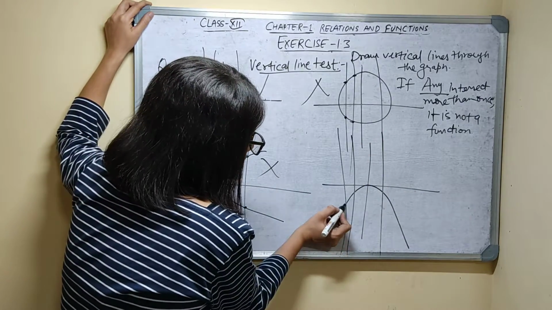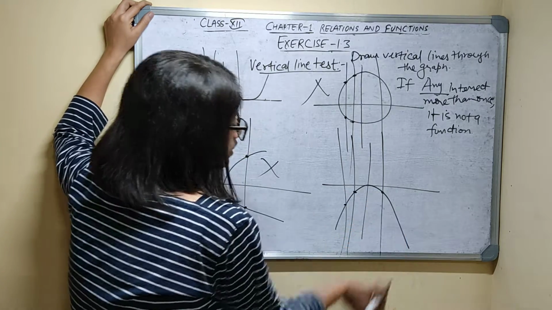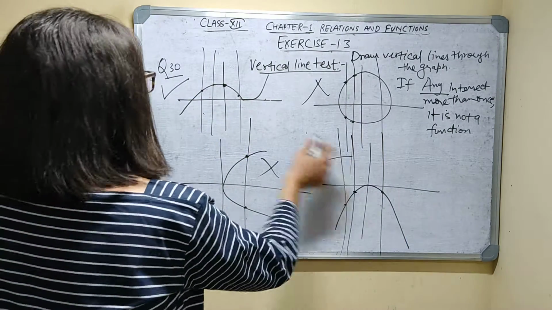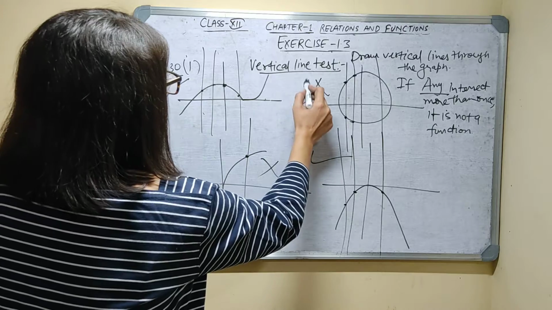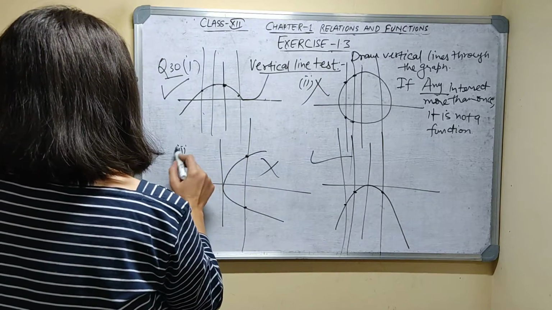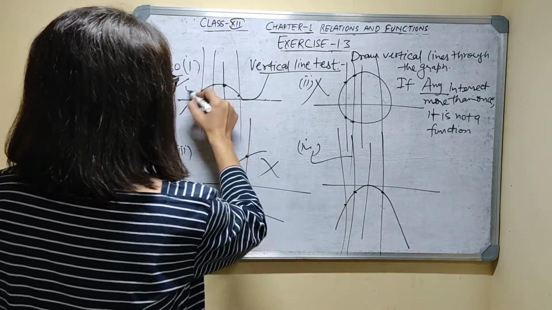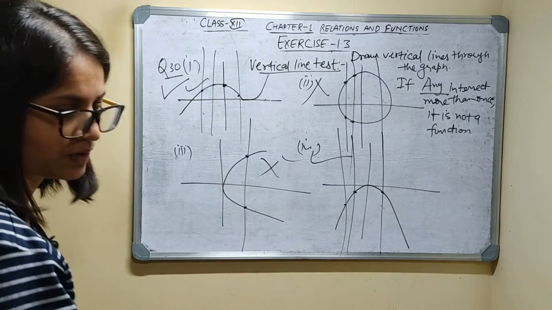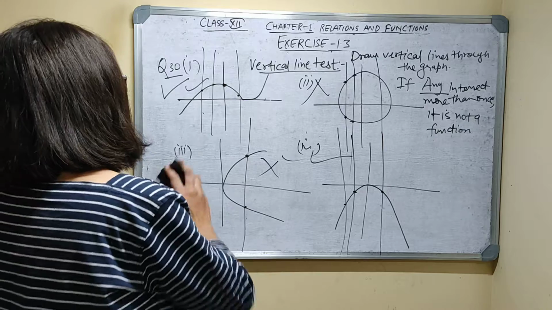Here you see, any vertical line will do. Here only once, here also once, here also once. So I can say this is a function. First, second, third, and fourth. So I can say first and fourth are functions, but second and third are not functions. Is it clear? Now question number 30 first.